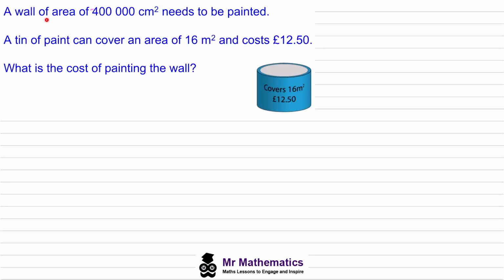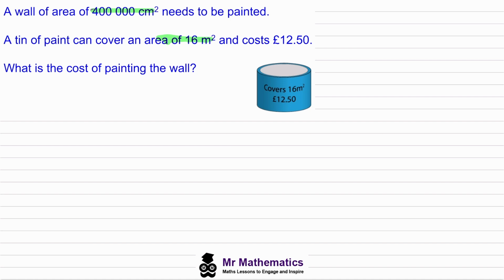So we're told that a wall with an area of 400,000 centimeters squared needs to be painted, and a tin of paint covers an area of 16 meters squared and costs £12.50. What is the cost of painting the wall? So perhaps you want to try this question yourself. You can pause the video, and when you come back, we'll go through the worked solution.